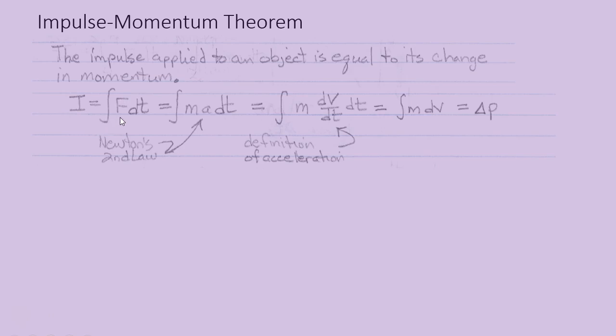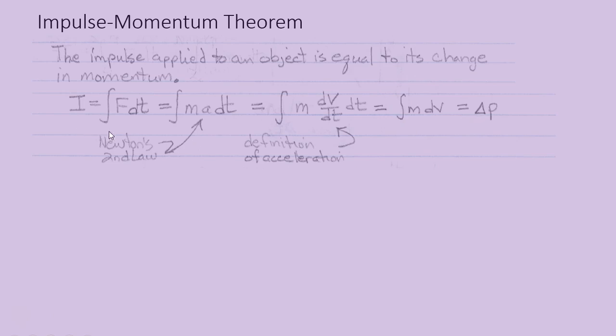We have our definition for impulse. It's the integral of F dt. We can use Newton's second law to substitute mass times acceleration in place of the force. Then we can use the definition of acceleration to substitute dv/dt for acceleration. When we do that, we wind up with impulse equal to the integral of m dv. Assuming mass is constant, this integral is equal to the change in momentum.